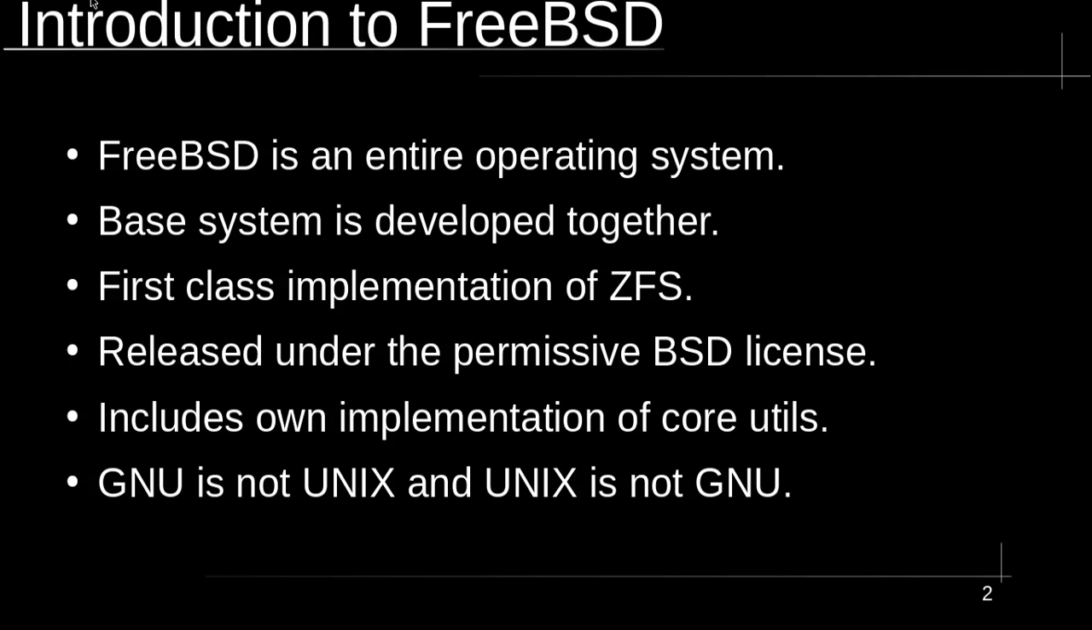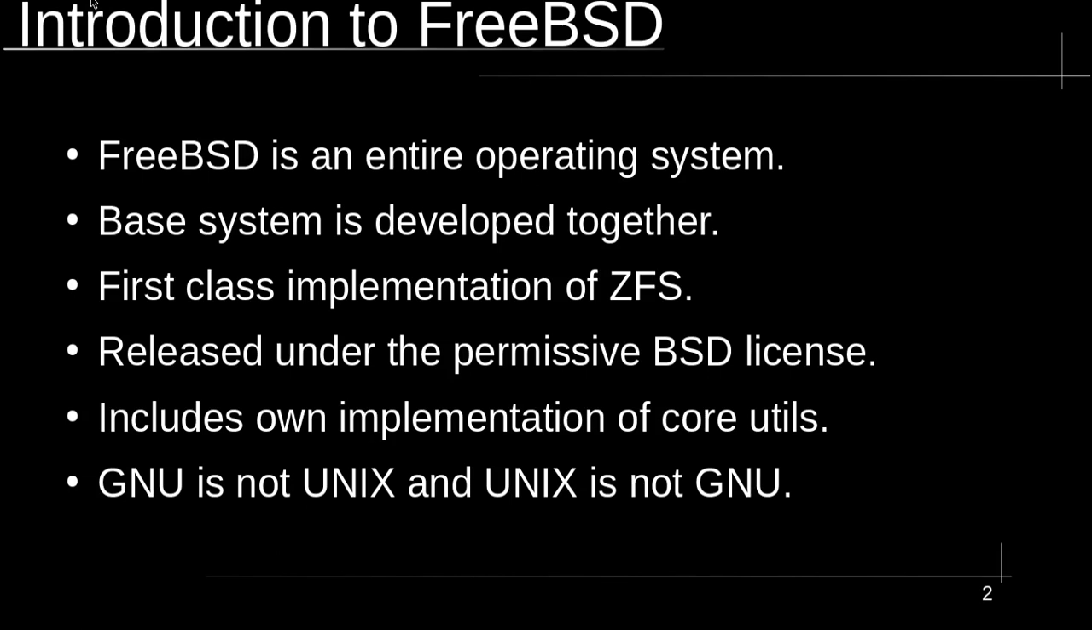FreeBSD is released under the permissive BSD license. Unlike Linux, which is released under the GNU Public License, the BSD license does not require individuals to send changes back to the original project. Based on the license, you can package up a version of BSD, make changes, close the source, release it, and sell it, and that does not violate the license. You only have to give credit to the original authors.